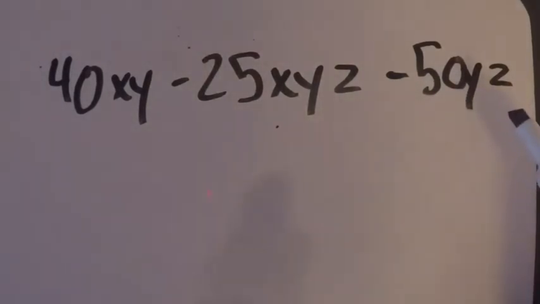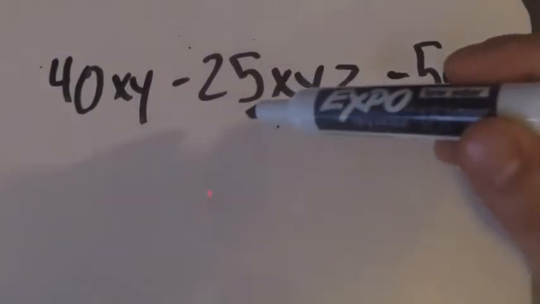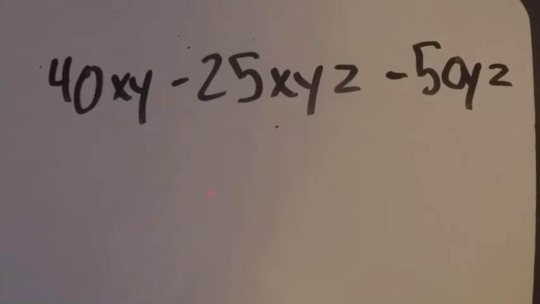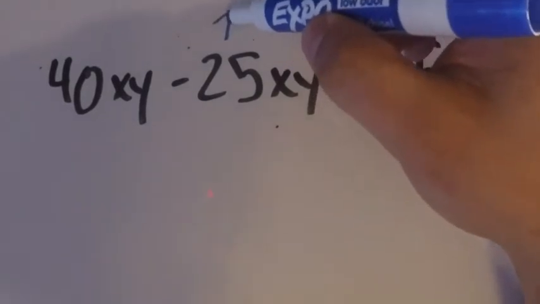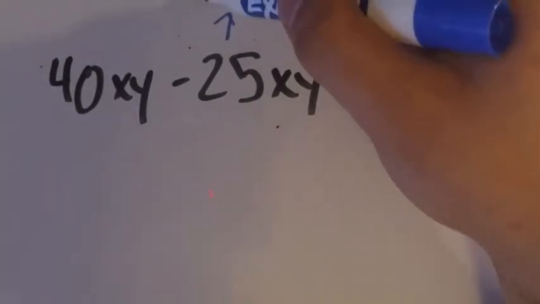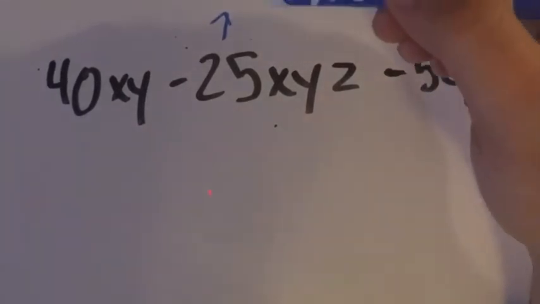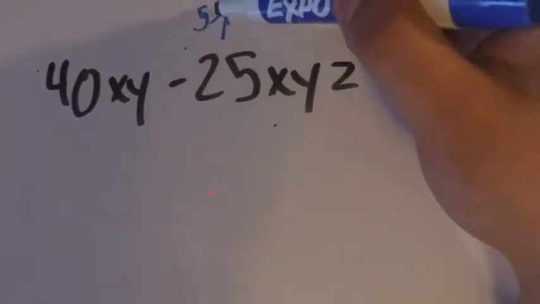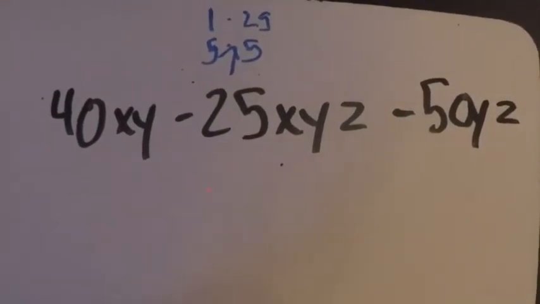The way that I would go about this is look at the smallest coefficient. The smallest coefficient is 25, so we want to think about the factors of 25. Let me make a little note up here. We have 1 times 25, and then our only other set of factors is 5 times 5. There are no other numbers that multiply evenly into 25.